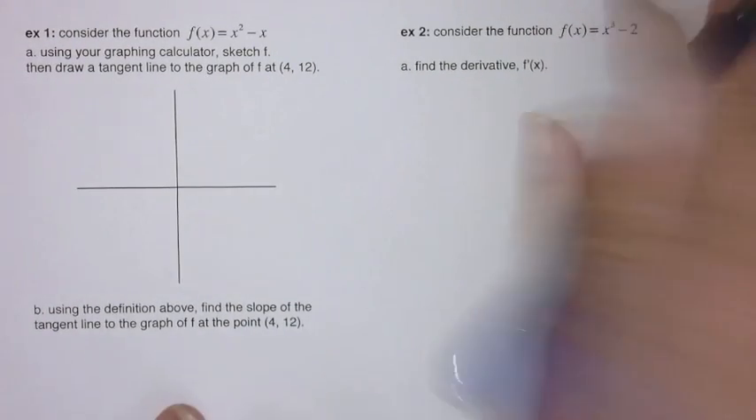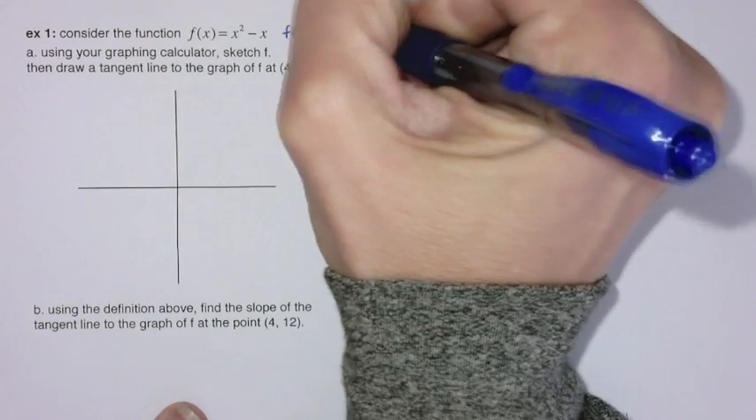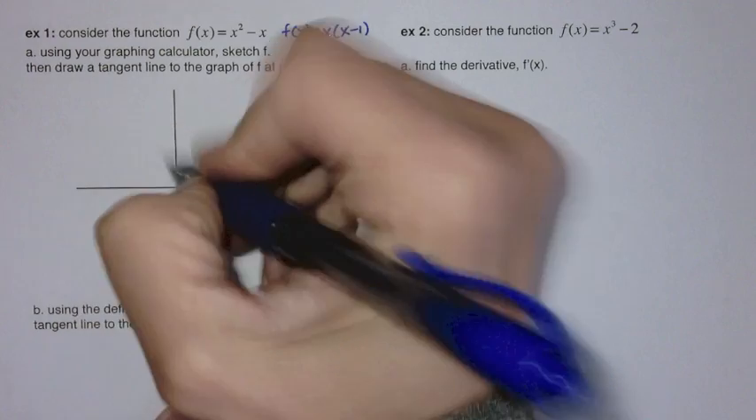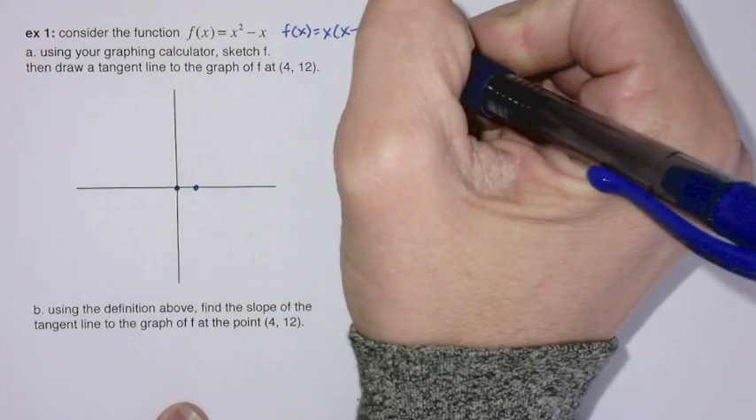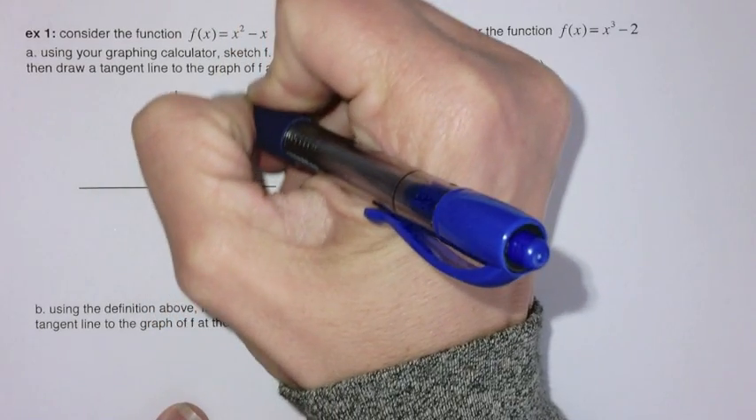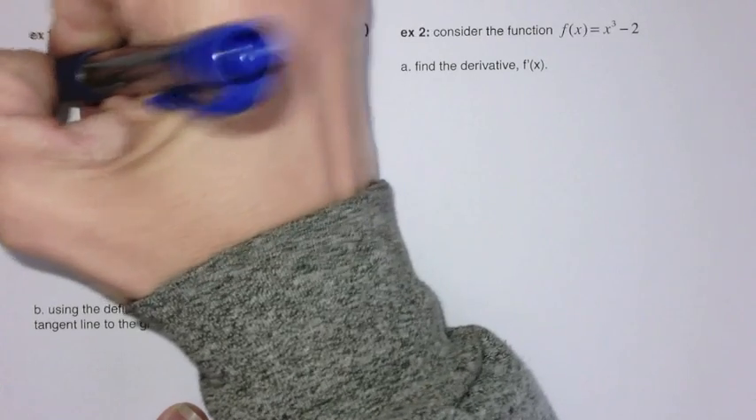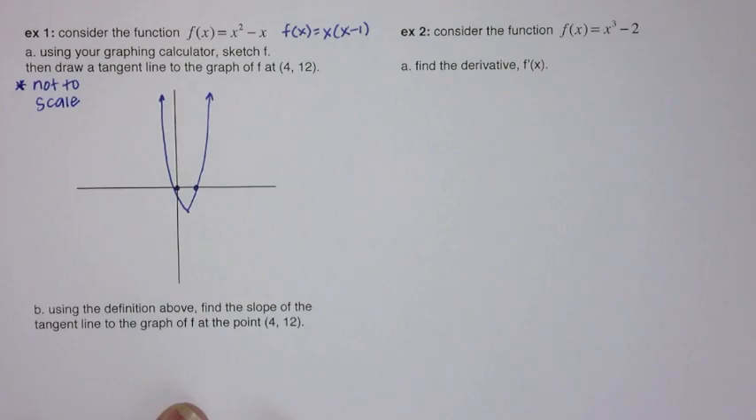So this says use your graphing calculator to graph f of x equals x squared minus x. Well, I don't have my graphing calculator, so instead I'm going to factor it and graph it using intercepts. So I know there's one at 0, and then there's one at 1. And so I also know that this is a parabola, so it probably is going to look something kind of like this. Make myself a little note that this is not to scale, like it's not the most perfect parabola graph I've ever drawn, but it'll do the purpose of what we need.